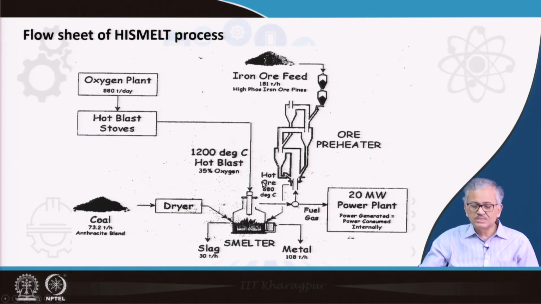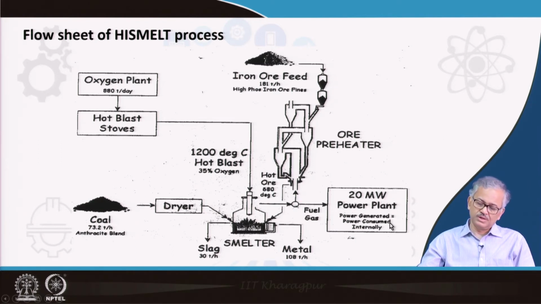Okay. Similarly, you can see the iron ore fines, this is also dried, and after drying, hot ore at 680 degrees centigrade basically comes and then it is also injected. Okay. And this preheating is basically done by taking a part of the off gas for preheating, and the rest of the off gas goes to the power plant. So off gas from the smelter gasifier, that is the only unit, a part of it is used for preheating the ore, and the rest of it goes to the power plant.